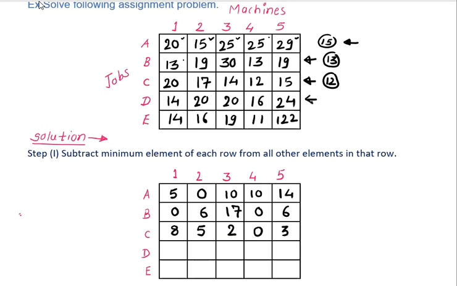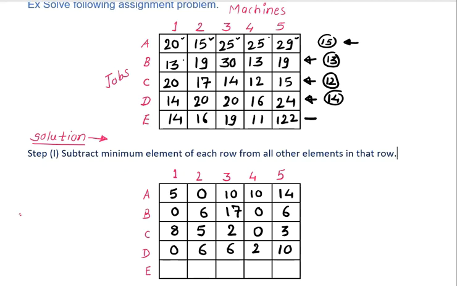Now in the fourth row, what is the smallest number? The smallest entry is 14. Subtracting 14 from all the entries in the fourth row, we get 14 minus 14, 0. 20 minus 14 is 6. 16 minus 14 is 2. 24 minus 14 is 10.